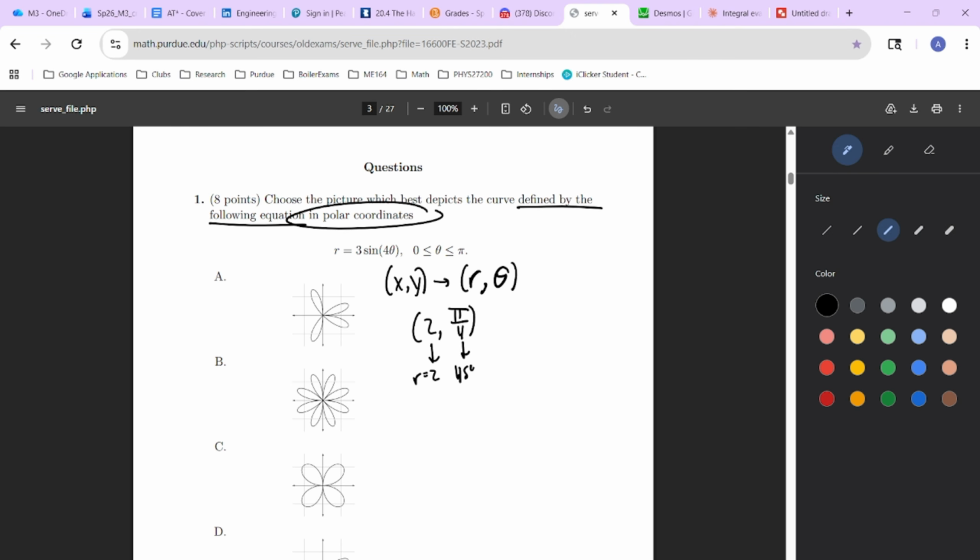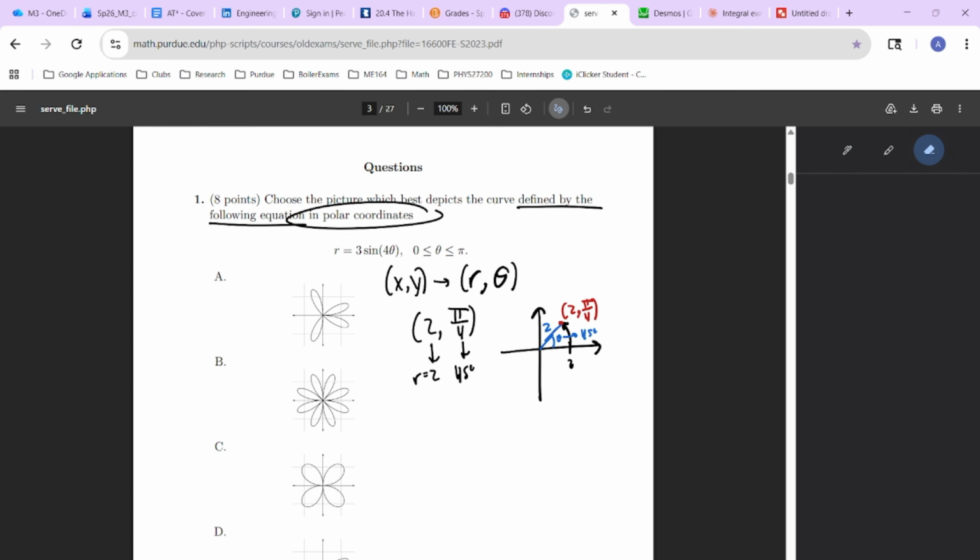To plot this ordered pair in polar coordinates, it would simply be a radius of 2, and then rotated about 45 degrees about the origin. Our point would be this point right there, highlighted in red, because it has a radius of 2 and an angle relative to the horizontal of 45 degrees. So that's pretty much how you define a polar coordinate.